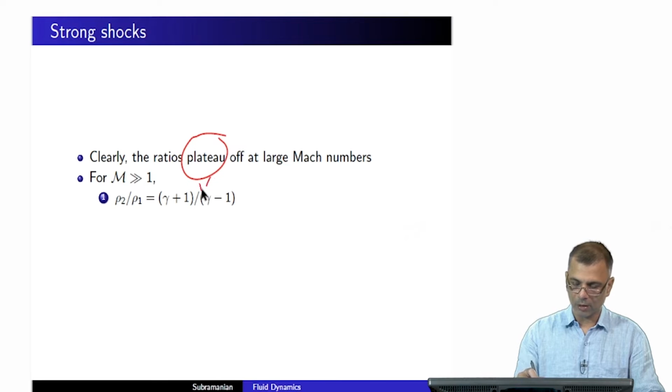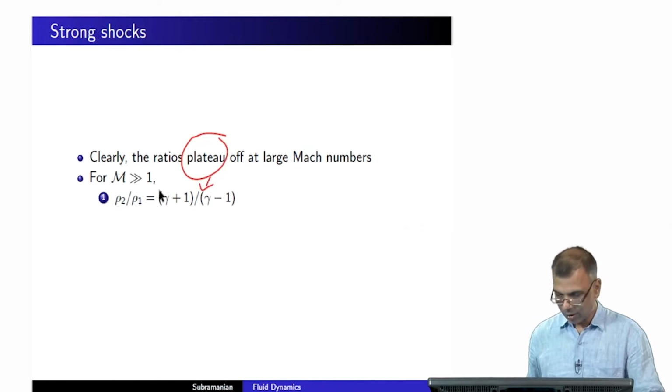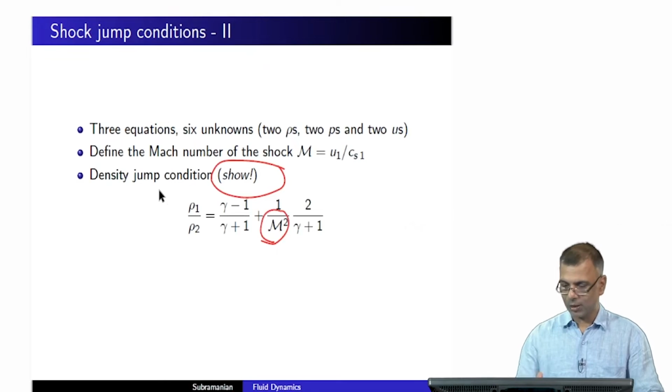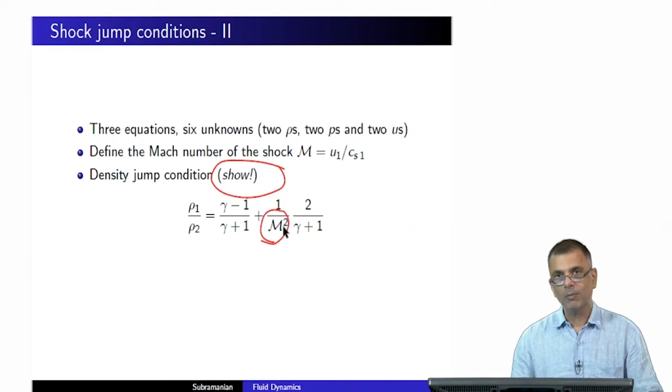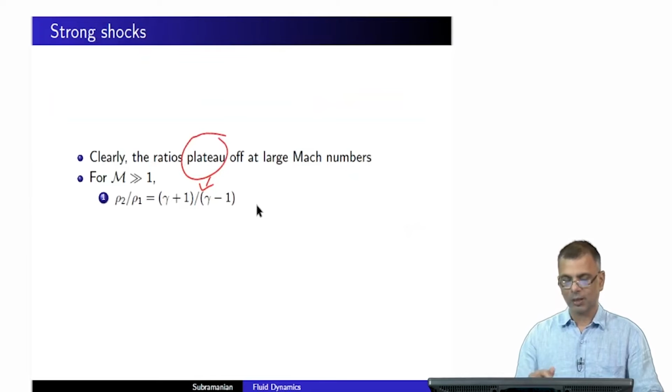It's just a constant. There's no Mach number appearing here. Why is that? You look at the expression here. When the Mach number becomes much larger than 1, this term is negligible. So this goes away, all you have got is gamma minus 1 over gamma plus 1, that is it. So that is what this is saying.